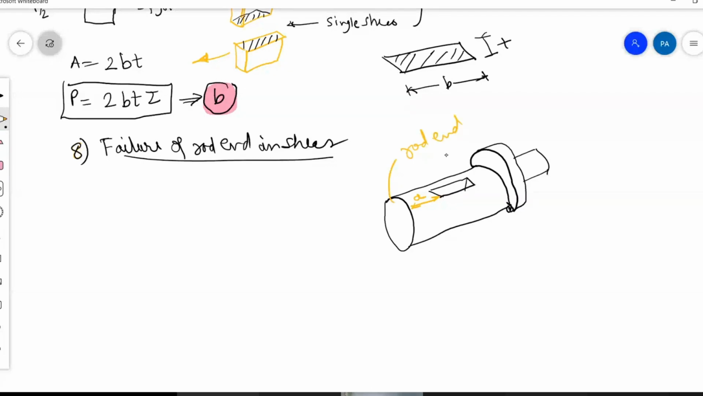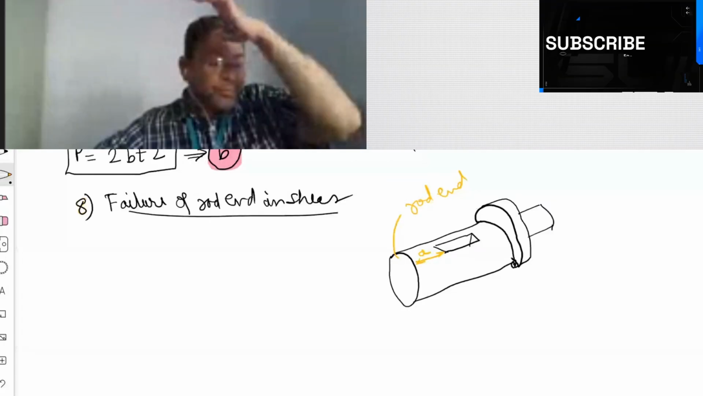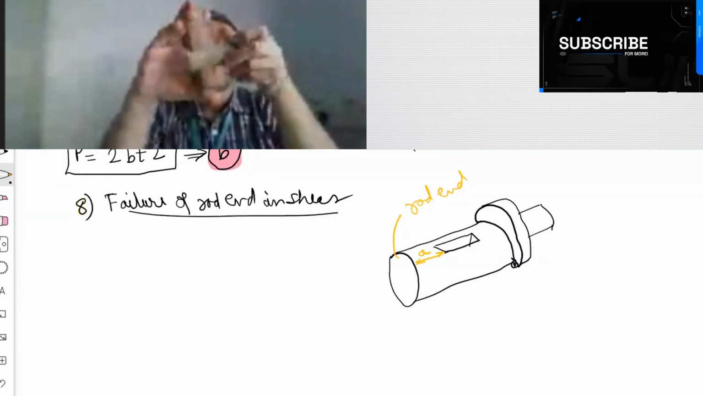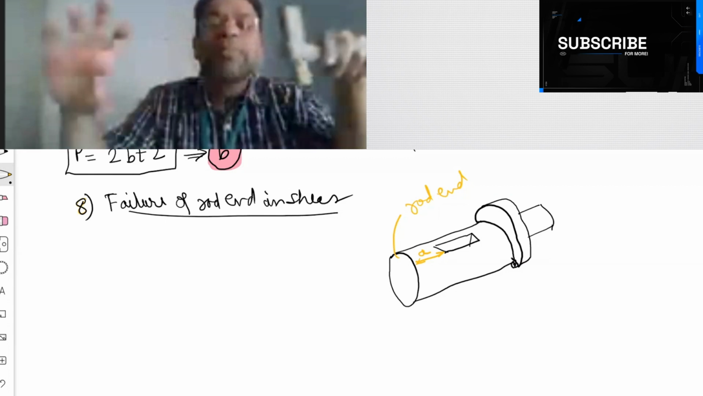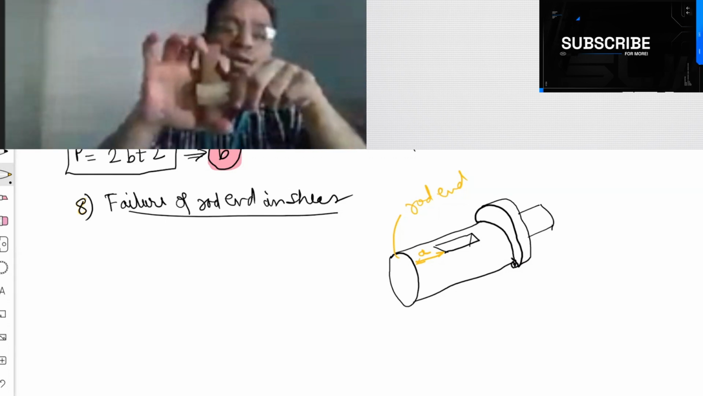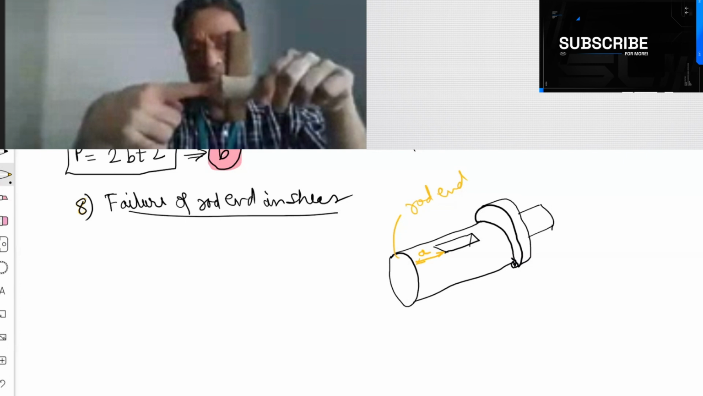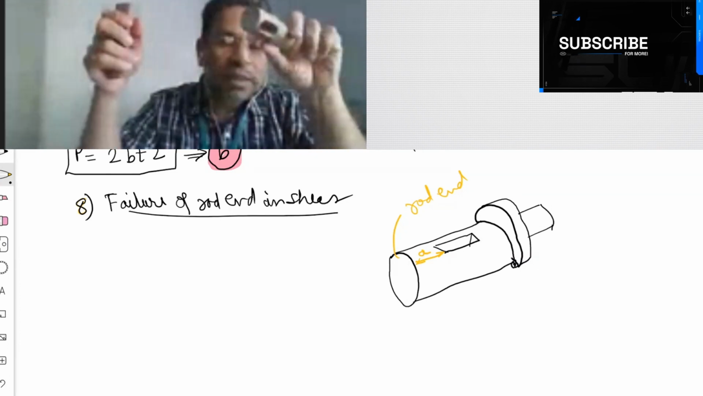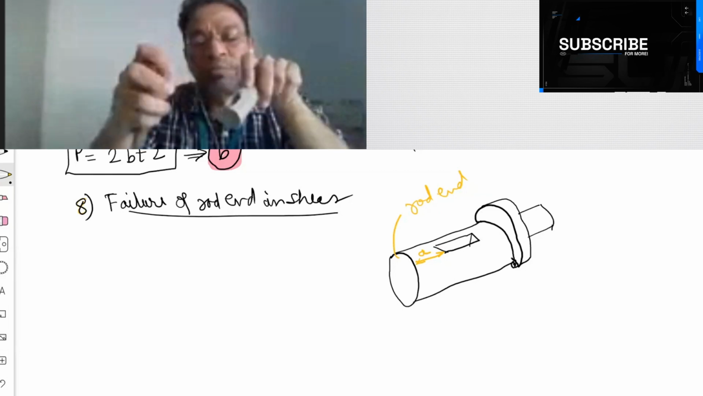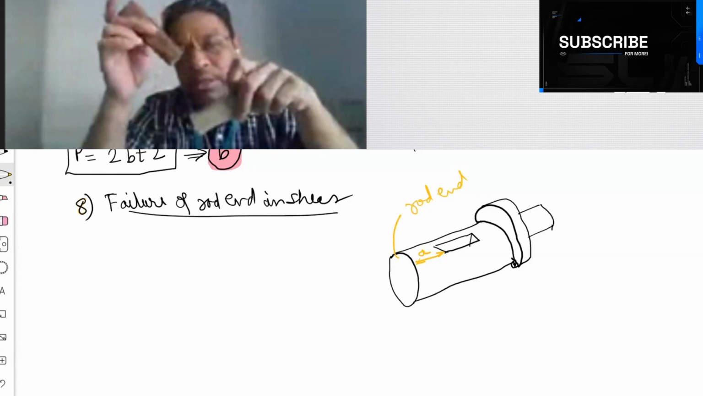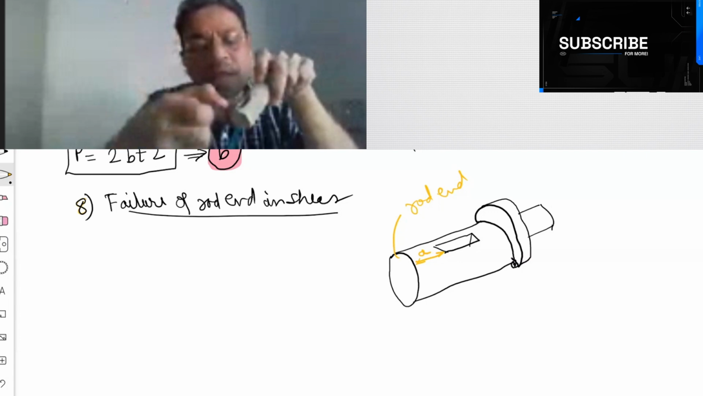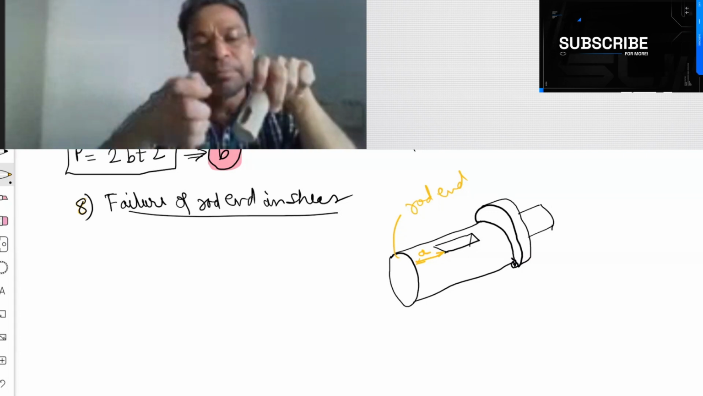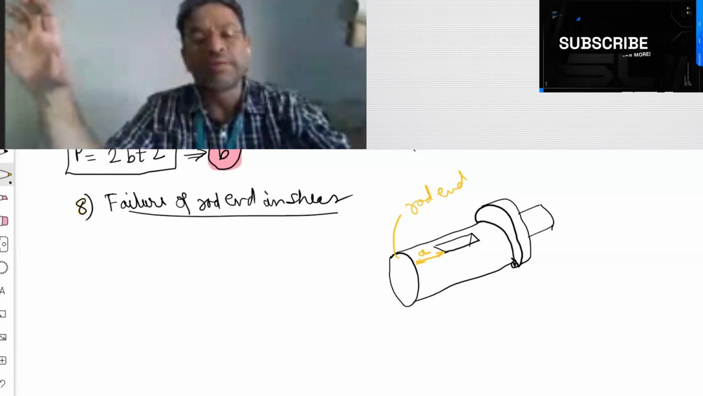Now what will happen here? Because of this Cotter in this rod. Now this Cotter wants to come out of this rod. How will it come out of this spigot? In order for the Cotter to come out of this spigot, it needs to break this. Then only the Cotter can come out of this.